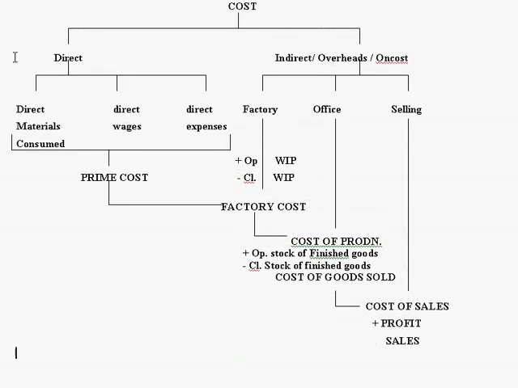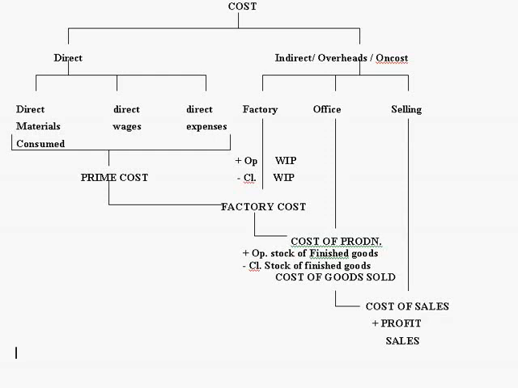Let's go for the format. The very first heading in the format will be what? In direct cost, first direct materials consumed, second direct wages, third direct expenses. Total, this total will be called prime cost. To the prime cost you add factory overheads. To this total you add opening stock of work in progress less closing stock of work in progress. Now the net total is called factory cost or works cost.